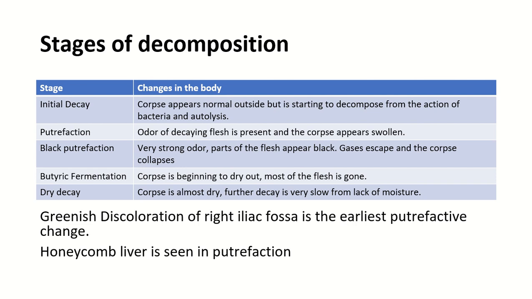Butyric fermentation: the corpse will begin to dry. Most of the flesh will be gone. Dry decay: the corpse is almost dry. Further decay in the corpse is slow because there is a lack of moisture. Greenish discoloration of the right iliac fossa is the earliest putrefactive change, and honeycomb liver is seen in putrefaction.